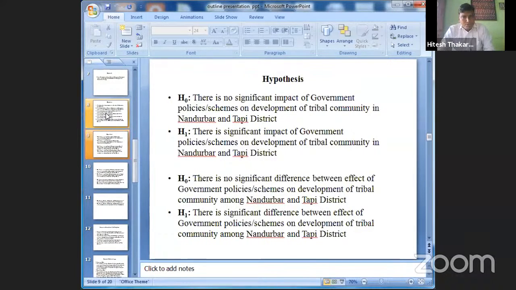The second null hypothesis is there is no significant difference between the effect of government policies and schemes on development of tribal communities among Nandurbar and Tapi district. The alternative hypothesis is there is a significant difference between the effect of government policies and schemes on development of tribal communities among Nandurbar and Tapi district.